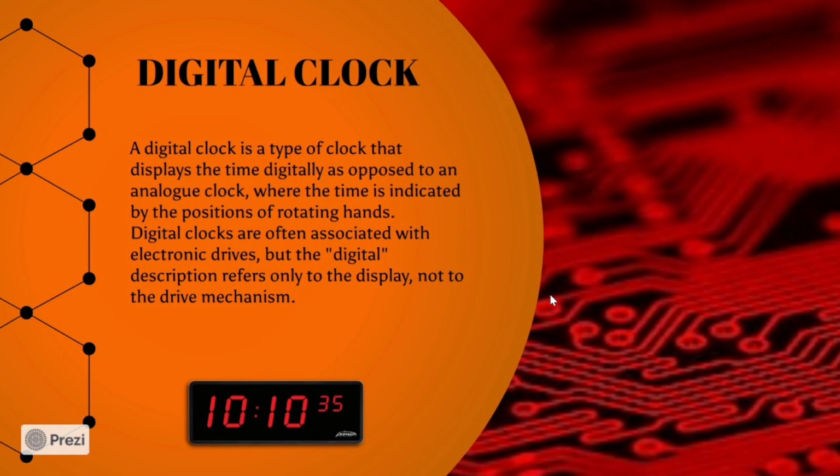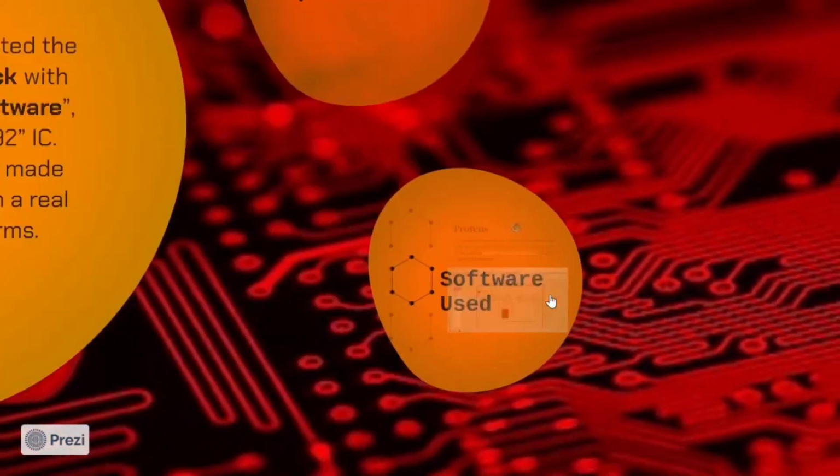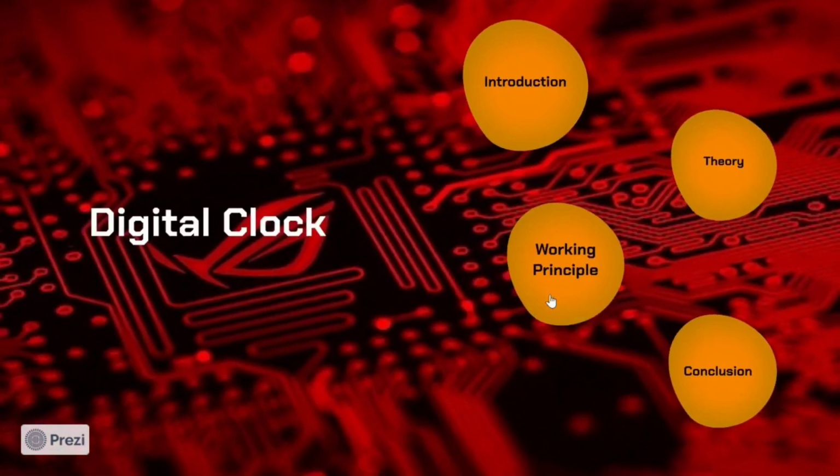So, what is a digital clock? A digital clock is a type of clock that displays the time digitally, as opposed to an analog clock, where the time is indicated by the position of rotating hands. To make the video short and crisp, we are directly going to the working principle of the digital clock.